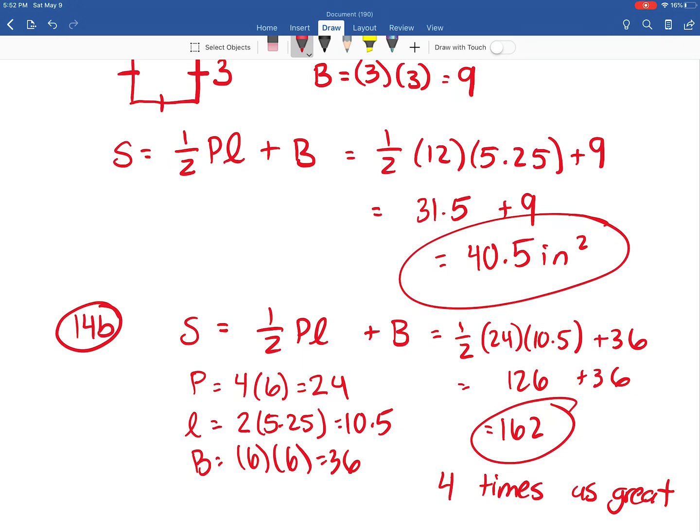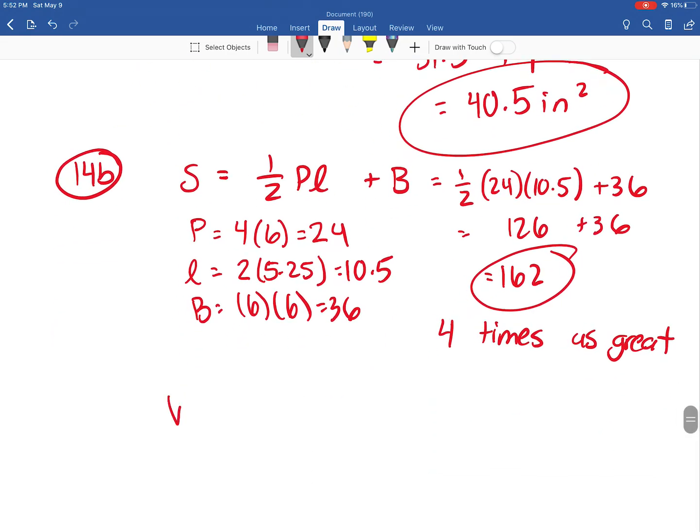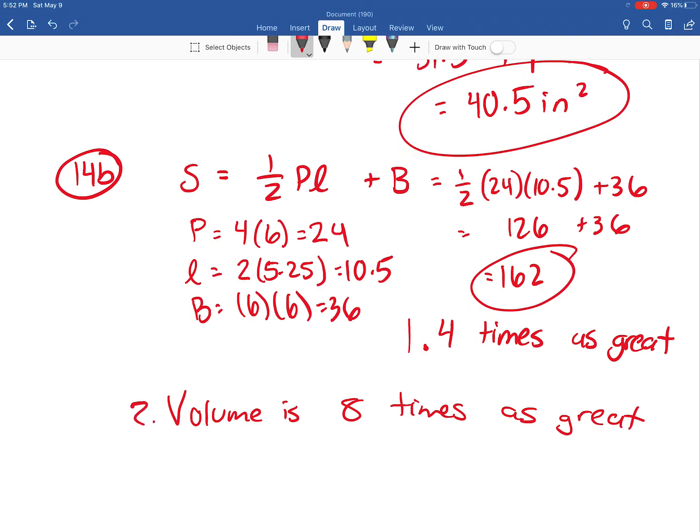The second question says, is it the same for volume? Well, we already actually answered that question in number 11. A volume, if you double each of them, is going to be 8 times as great. So since we already answered that in number 11, we are done with 14. So again, you should have finished 1B on your own.